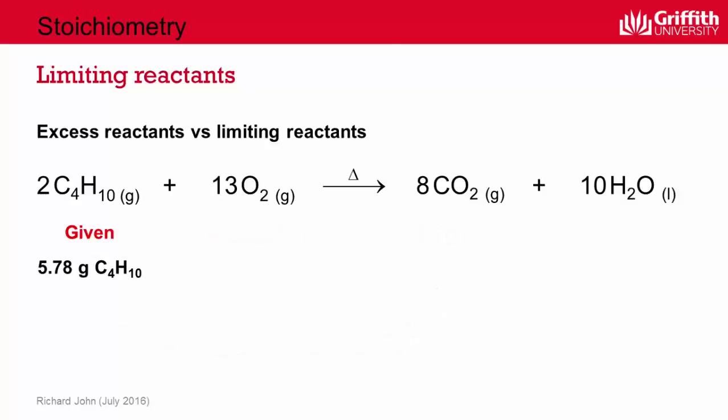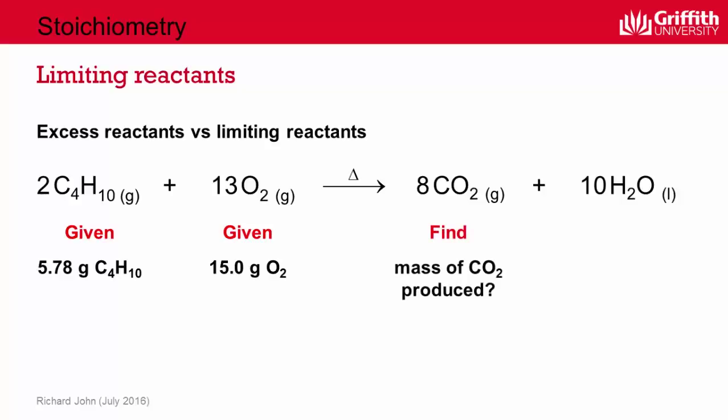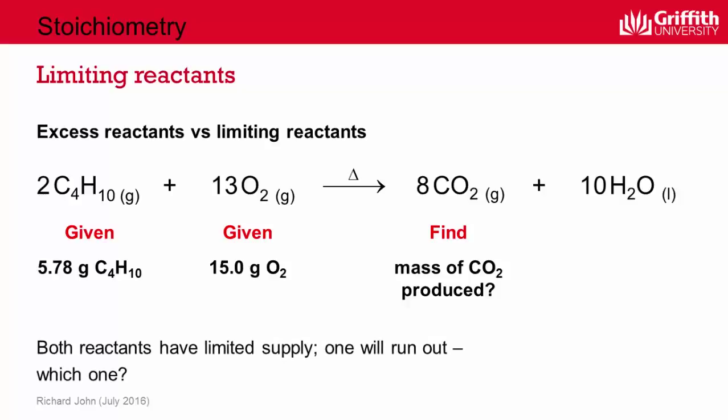What about we present a new scenario where we're given 5.78 grams of butane, and this time we're only given 15 grams of oxygen. So the question is, how many grams or what mass of carbon dioxide would be produced? Now, in this case, both reactants have a limited supply. We've got 5.78 grams of butane and we've got 15 grams of oxygen. One of them is going to run out first. The question is which one?